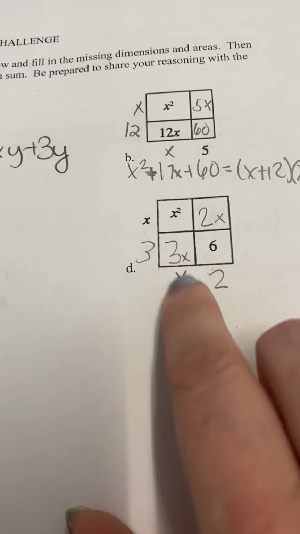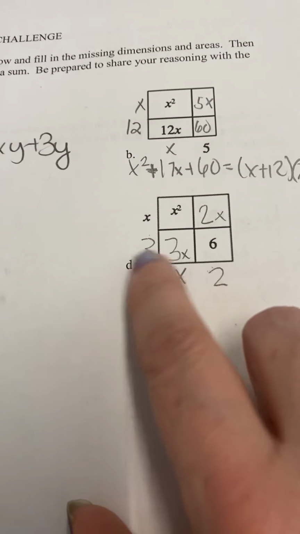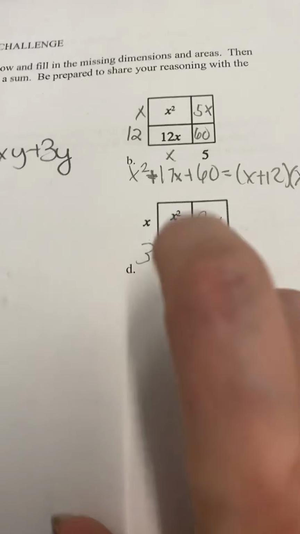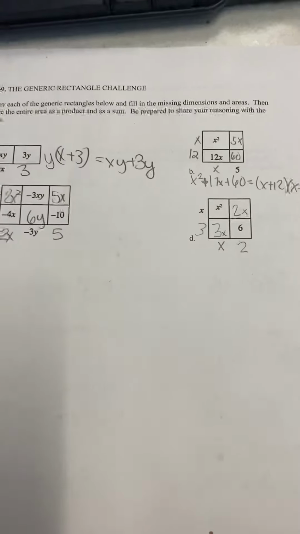6. Then we know that this is x, so x times 3 is 3x, 2 times x is 2x, and that's how you do it. Let me know if you have any questions.